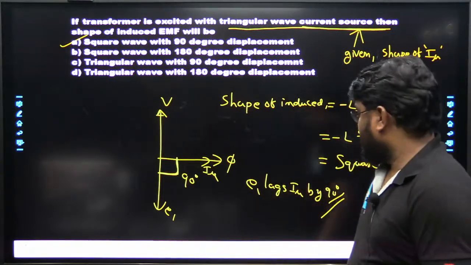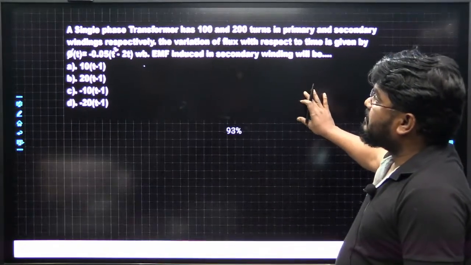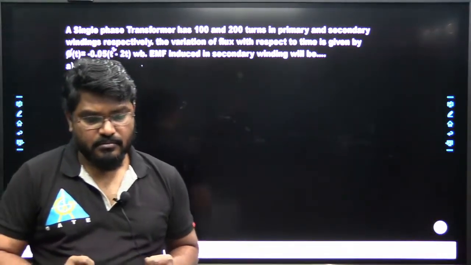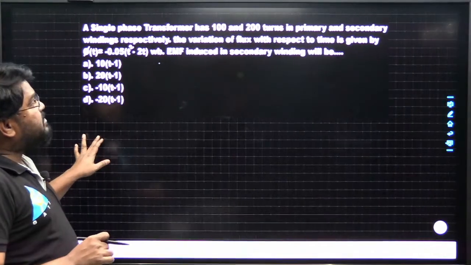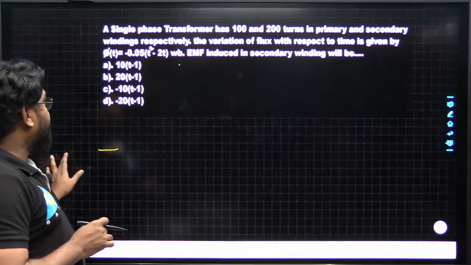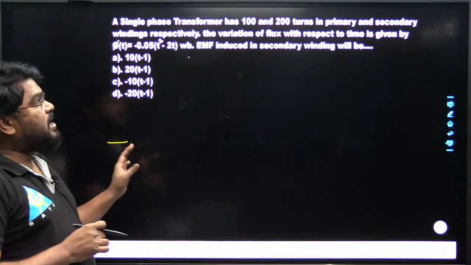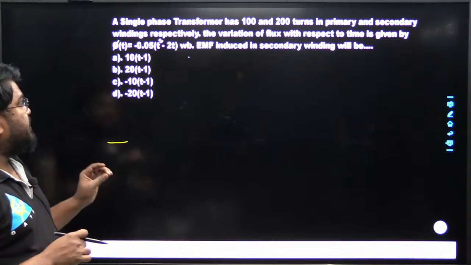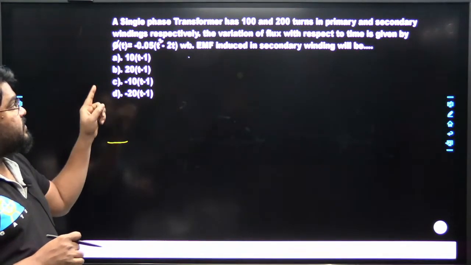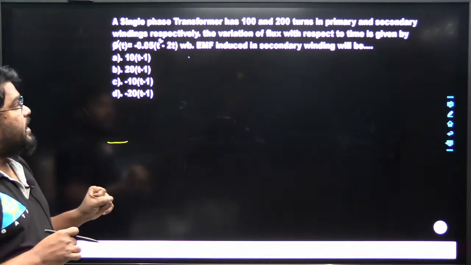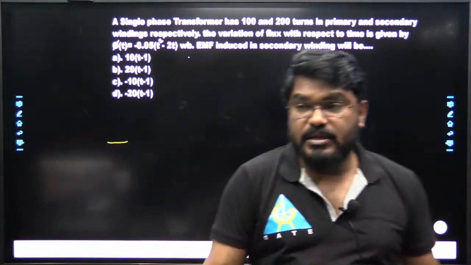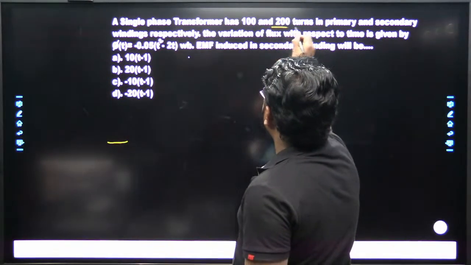Okay, so now let us solve one more question. A single phase transformer has 100 and 200 turns in the primary and secondary winding respectively. The variation of the flux with respect to time is given by phi of t equal to minus 0.05 t square minus 2t Webers. What will be the EMF induced in the secondary winding? The number of turns is given for the secondary winding.